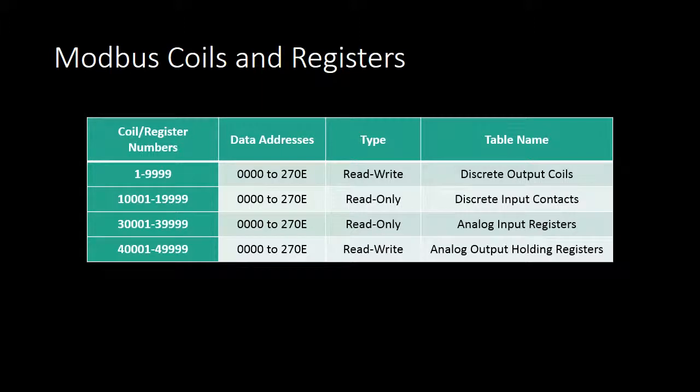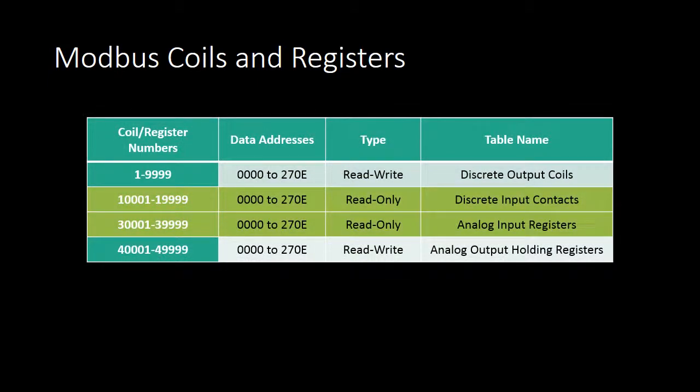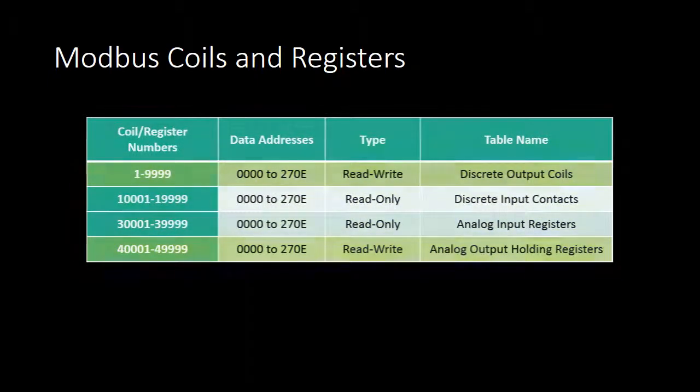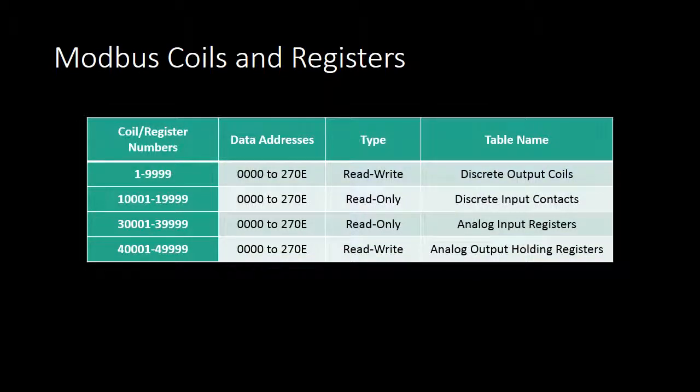Information is stored in the slave device in 4 different tables. 2 tables store on-off discrete values, coils, and 2 store numerical values, registers. The coils and registers have a read-only table and a read-write table. Each table has 9,999 values.